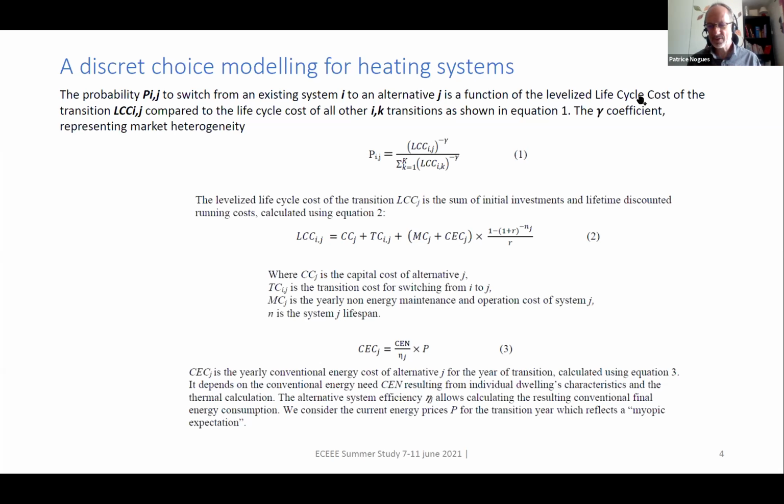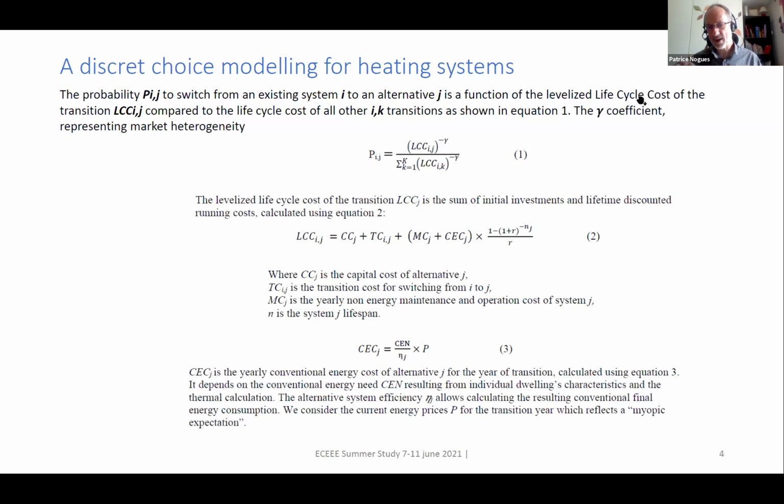In our levelized cost, we consider the capital cost of the system, the transition cost, which means that if you move to natural gas, you will have to connect to the network. If you move to district heating, also you will have to connect to the network. And if you move out from a petrol boiler, you will have to remove your tank, which is also something which has a cost. And then we have the running cost, or maintenance cost, and the energy bill. All of these are discounted over the lifetime of the technology.